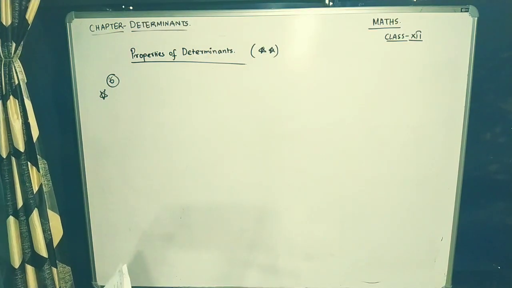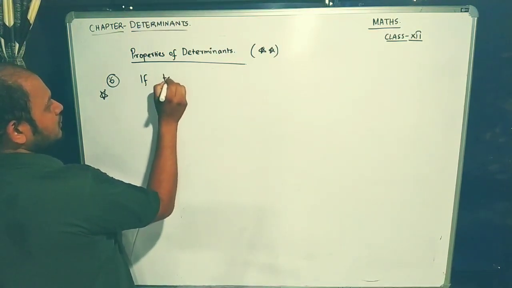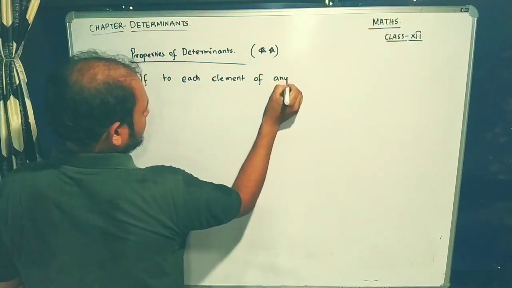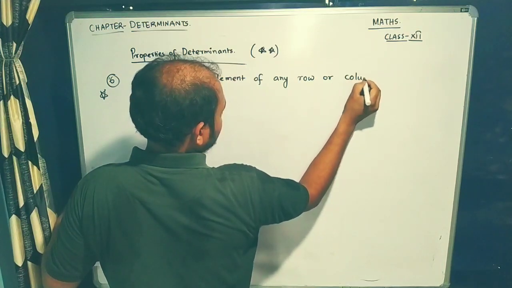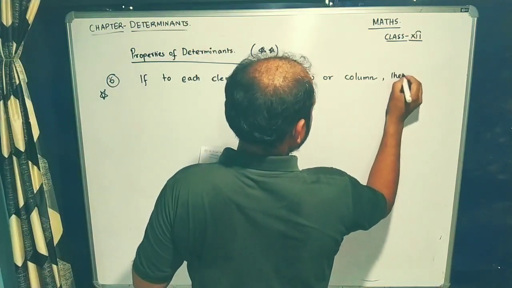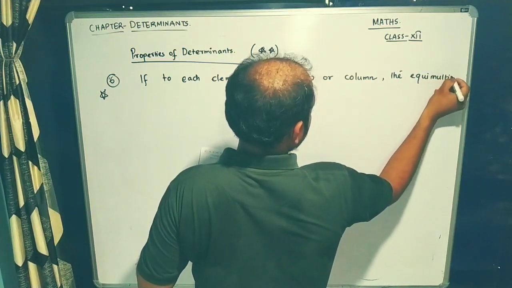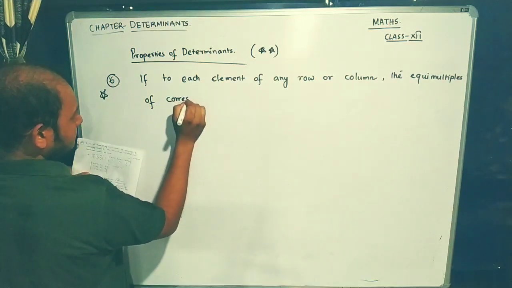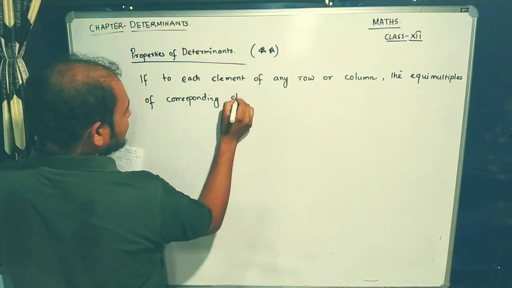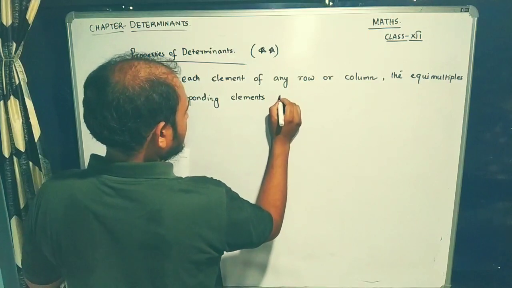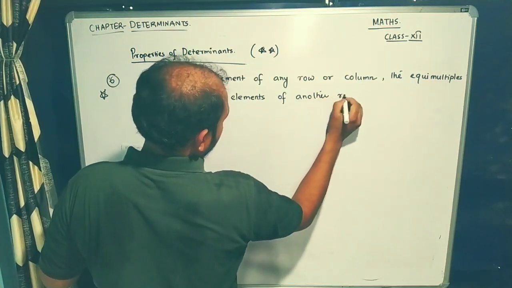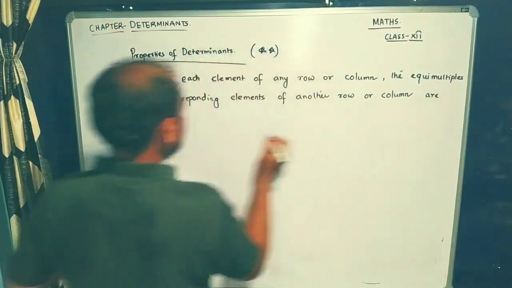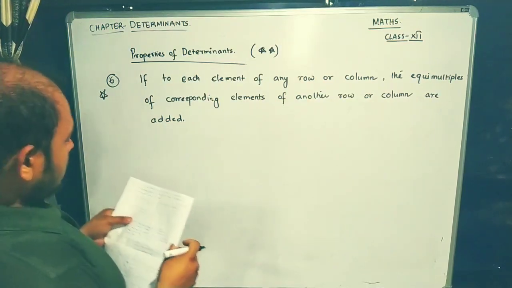Property number 6 tells you, if to each element of any row or column the equimultiples, that means same multiples, equimultiples of corresponding elements of another row or column are added, then the determinant remains the same.